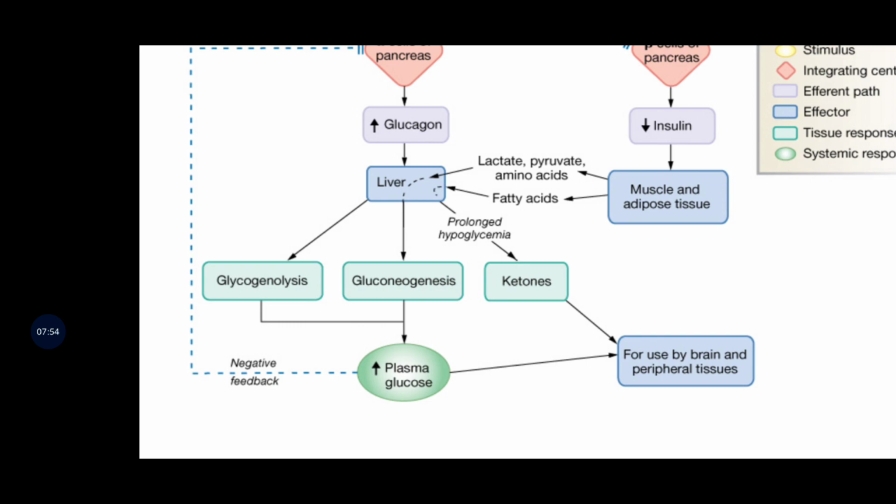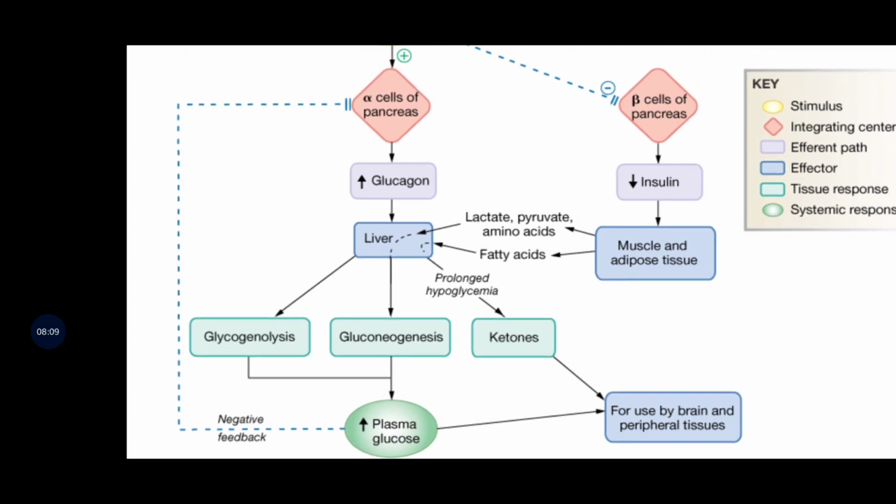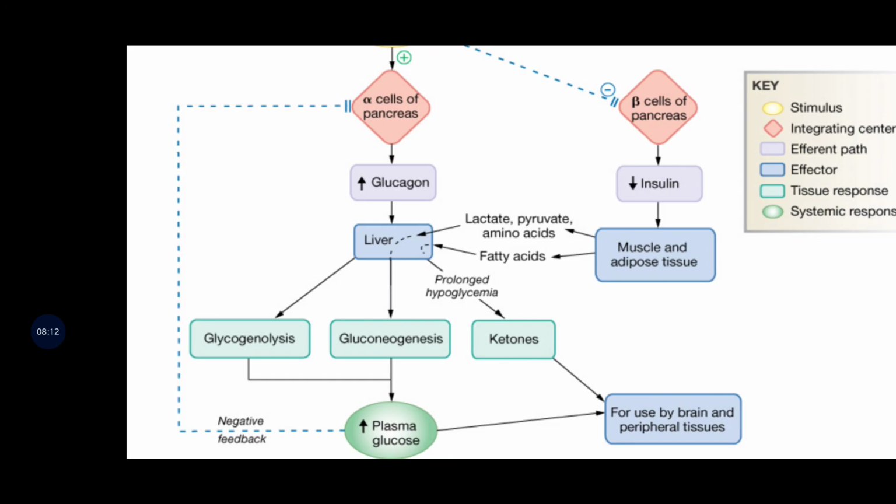So this plasma glucose is used by the brain and the peripheral tissues. Now what happens whenever there is prolonged hypoglycemia? The liver starts to produce ketones in our body, and these ketones are very harmful for the brain. So these are some complications in the cases of prolonged hypoglycemia.